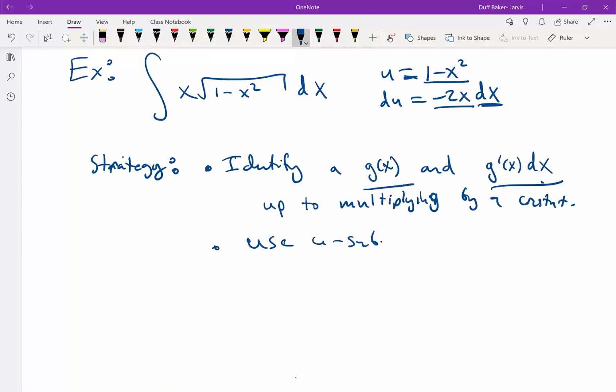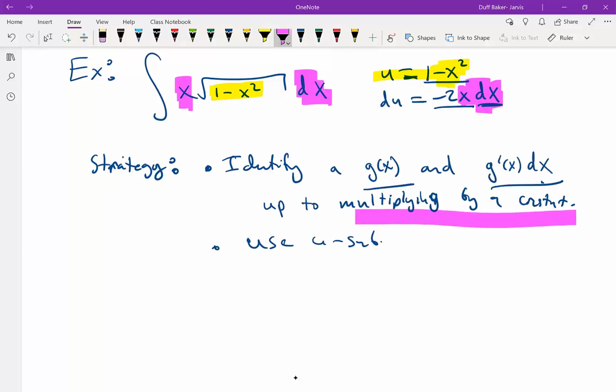Okay, so now we've accounted for this part. So this part will get replaced by u from here, right? But what about the dx? It doesn't look like it matches exactly, right? But what I do see is the x dx, that matches with this times this. So this is the part where I was saying you only need it up to a constant. To fix it, you can divide over the minus 2. So x dx, which is what we have in our integral, is the same as du divided by minus 2.